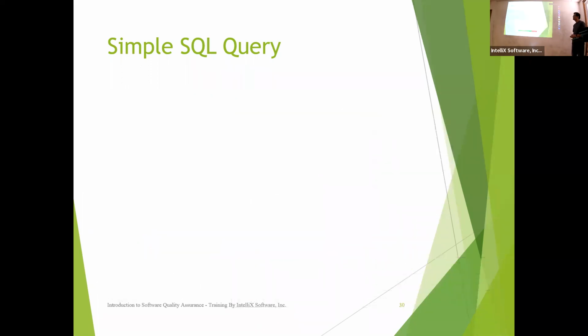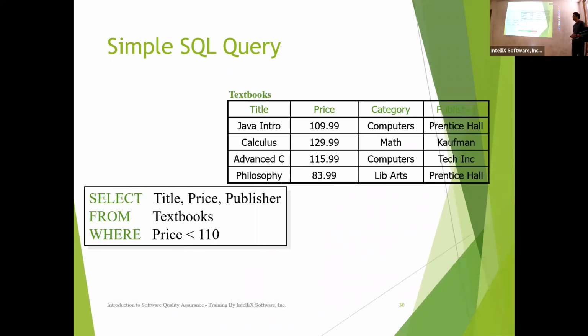Okay, so let's take a look at one more example. Here I'm picking out 3 fields: select title, price, publisher from textbooks where price is less than 110. Again, this is a Boolean expression. Wherever the records match from the table, it will return them.